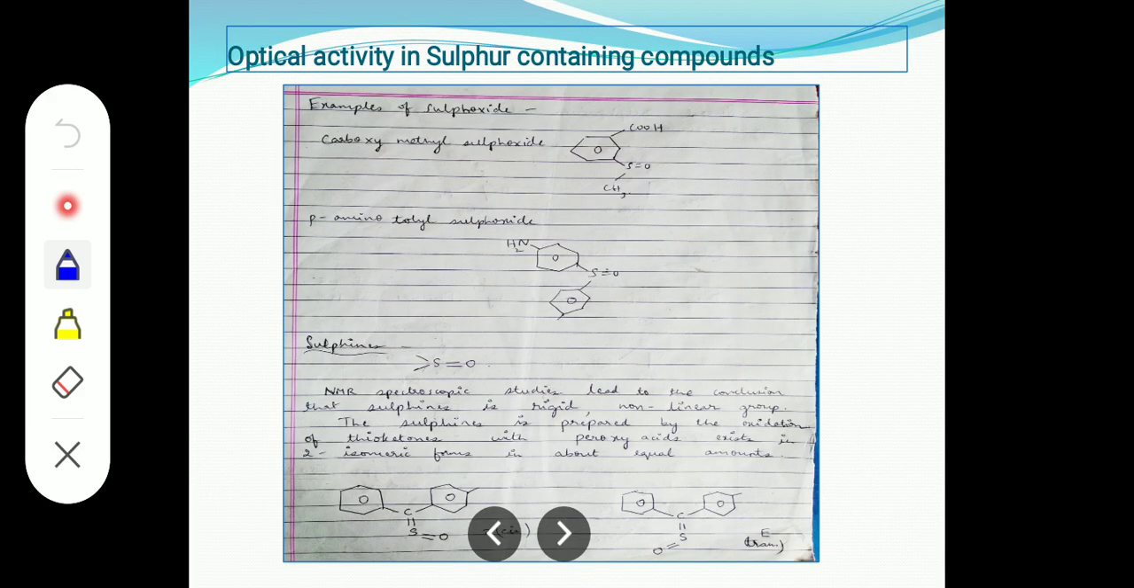Next, some more examples of sulfoxide. We have carboxymethyl sulfoxide and para-aminotolyl sulfoxide. And the next group of the organosulfur compounds is going to be sulfines. So again, sulfines are considered to be rigid, and they are a non-linear group. The sulfines can easily be prepared by oxidation of thioketones with peroxy acids, which is going to give rise to two isomeric forms in equal amounts.